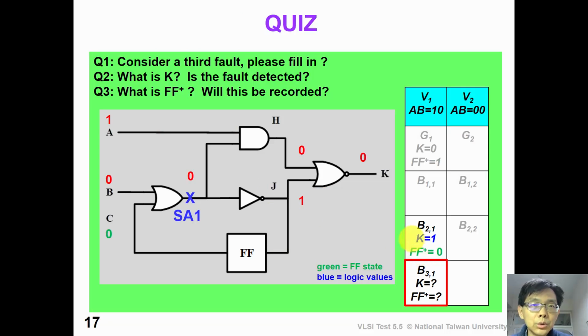Now it's time for you to work on a quiz. Suppose we want to inject a new fault, fault 3, into this circuit. Question 1. Please fill in the question marks. Question 2. What is the value of K? Is the fault detected by pattern V1? Question 3. What is the next state of the flip-flop? Will this information be recorded? Please now pause the video and work on this quiz.